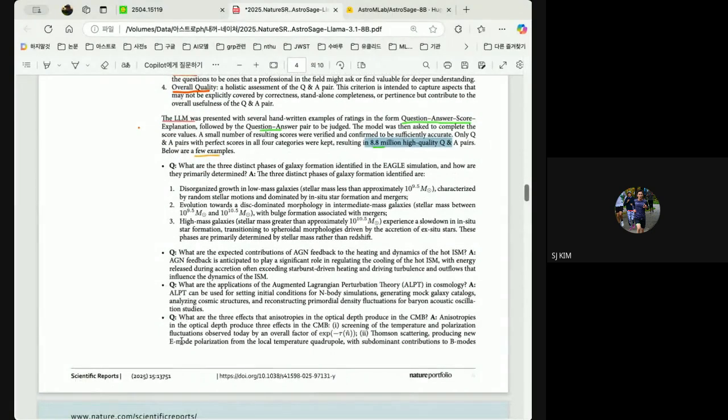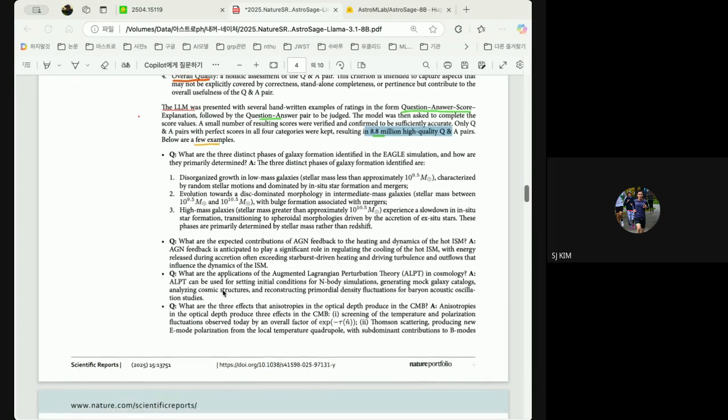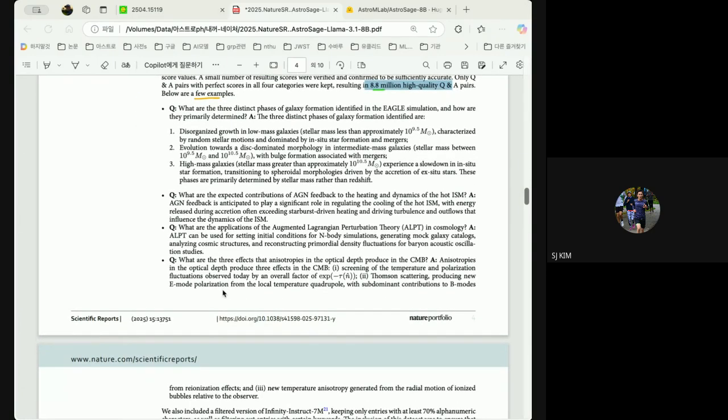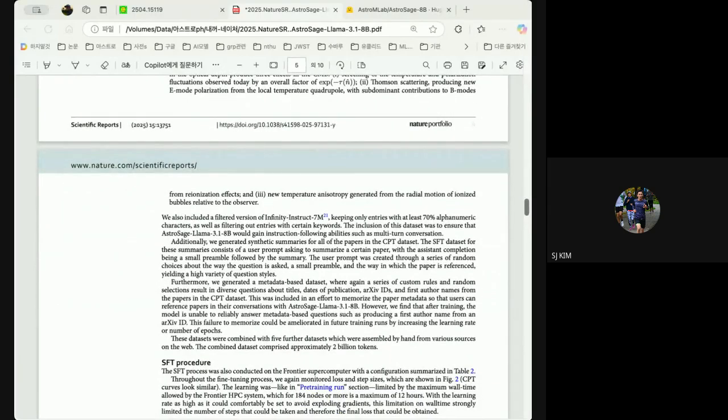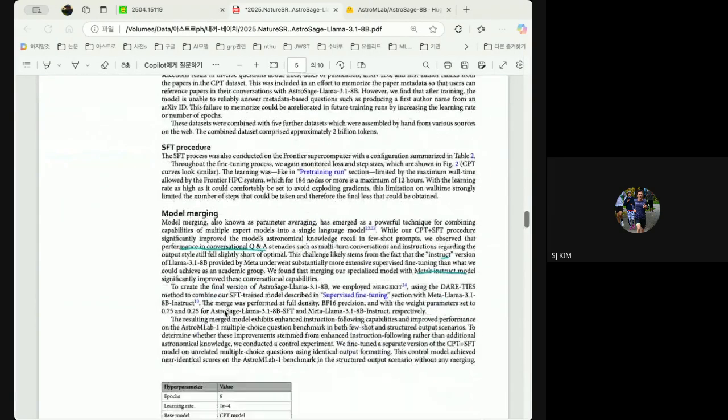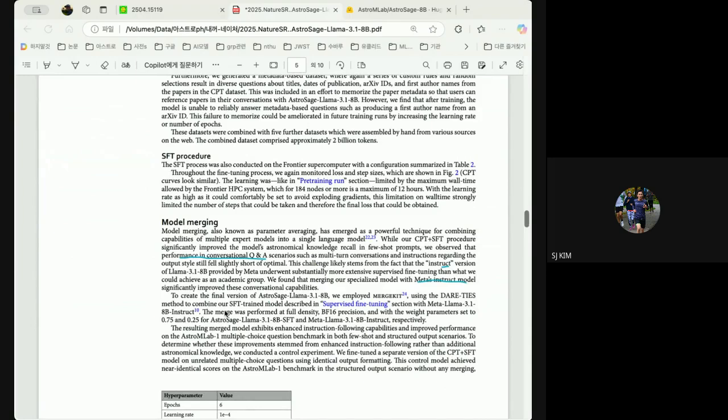So these are examples. Some nice Q&As are left. This process helped the AI develop the ability to understand questions and provide nice answers. And after that, they tried to merge with another Llama model, because this model sometimes suffers from conversation and Q&A problems.